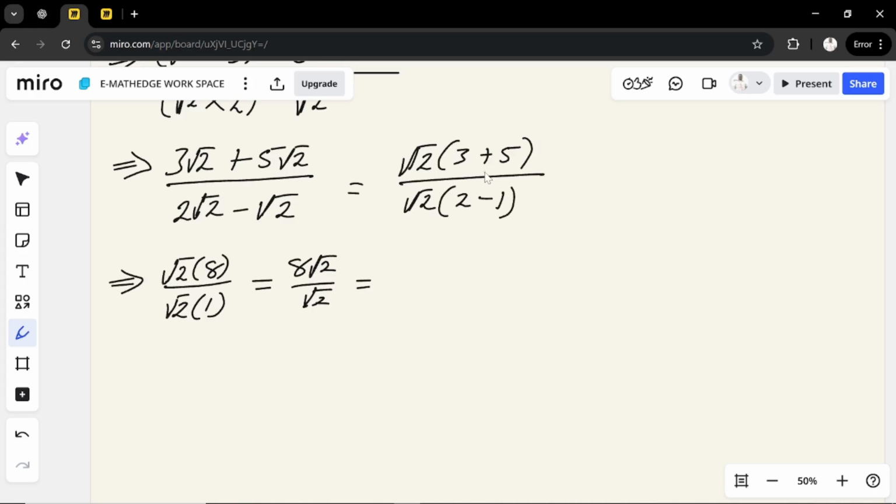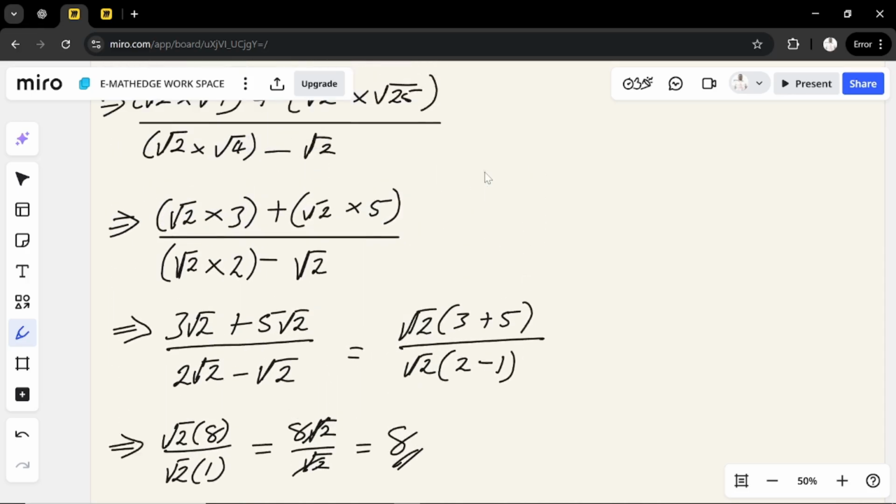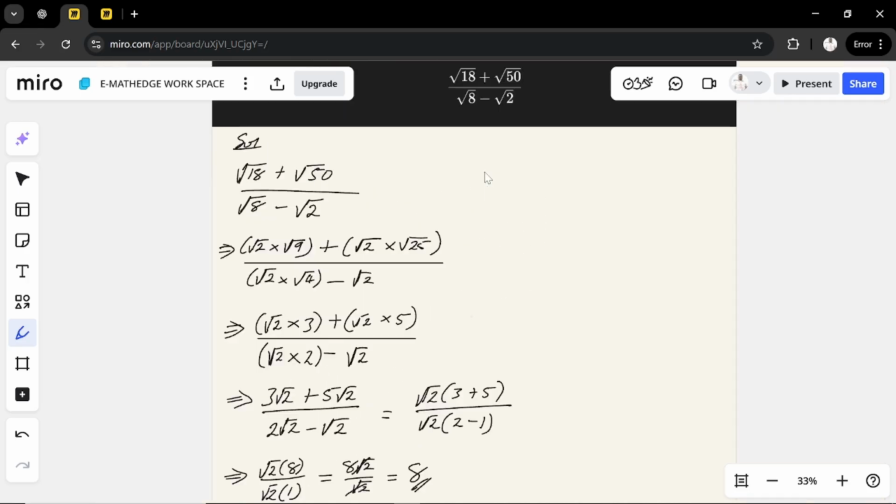But we can still simplify further. Why? Because we have the root of 2 here and we have the root of 2 here, which can cancel each other, and we will be left with 8 as the final answer. So simplifying the surd, the root of 18 plus the root of 50 all over the root of 8 minus the root of 2 will give us the final answer to be 8.